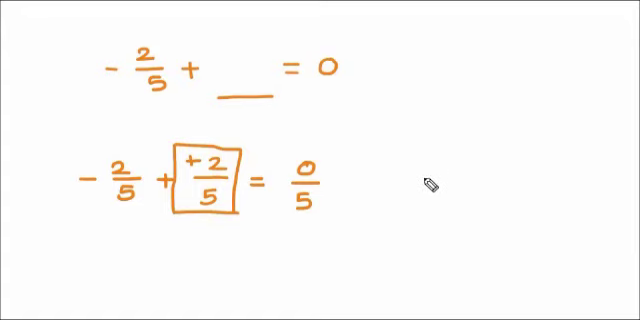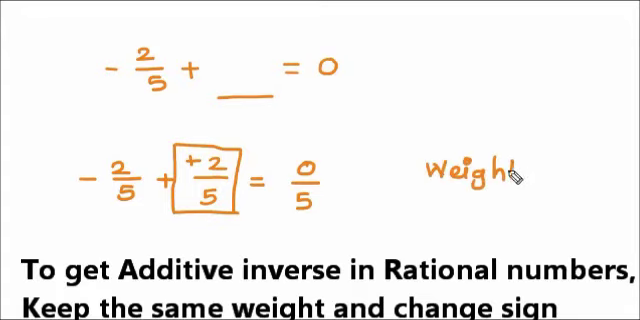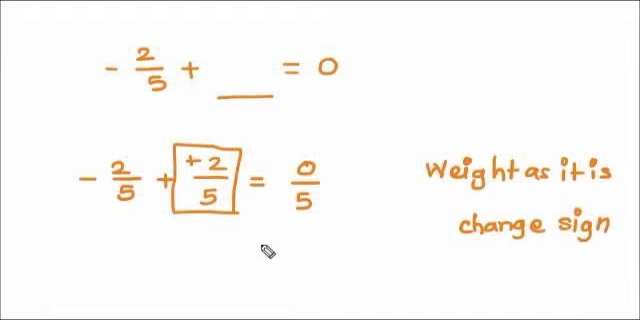So to find the additive inverse, we keep the weight as it is. Weight is 2 upon 5. So 2 by 5 weight as it is, and the sign here is minus, here we need plus. We don't need to write the plus sign. So additive inverse of minus 2 upon 5 is plus 2 upon 5.